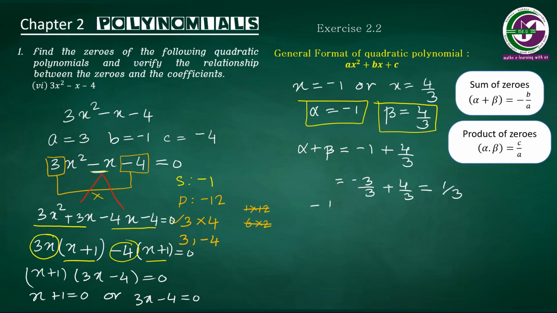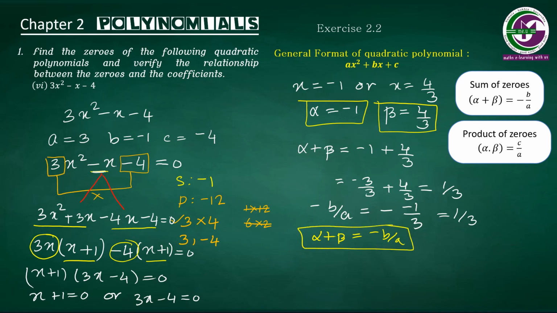So what is minus b by a? We'll find the value of minus b by a. Minus b by a equals negative of b. B value is negative 1, by a. A value is 3. So negative of negative is plus. So it is 1 by 3. They are the same, right? So alpha plus beta equals minus b by a. Verified.